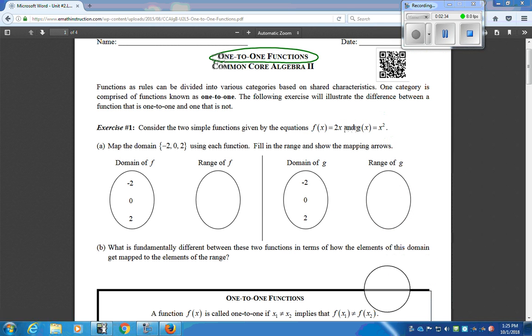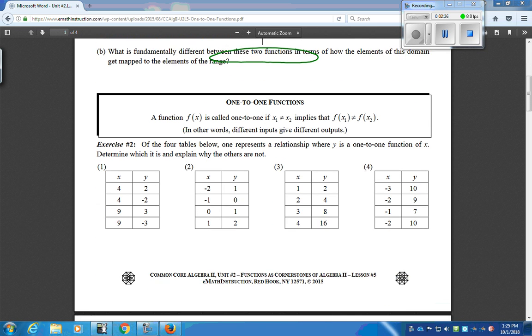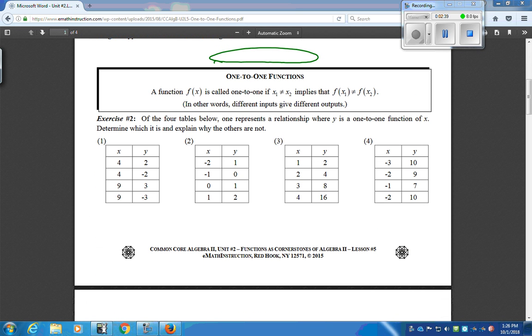So let's look at some examples. Now they've got 4 tables, and they want us to figure out which one is a one-to-one function. Well, first off, let's look for ones that are not functions at all. For it to be a function, each x can only go to one y. So in the case of 1, we have 4 going to 2 different numbers. So this is not a function. And the same thing with 4. This one is not a function, because you have -2 going to 2 separate answers.